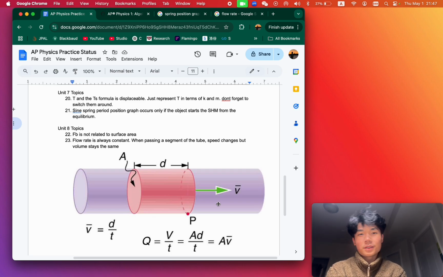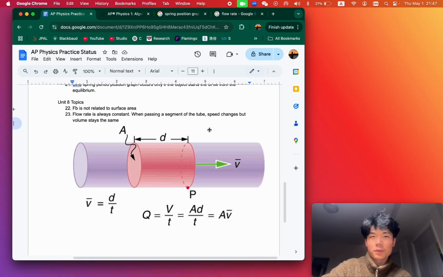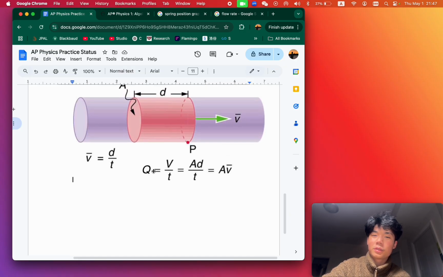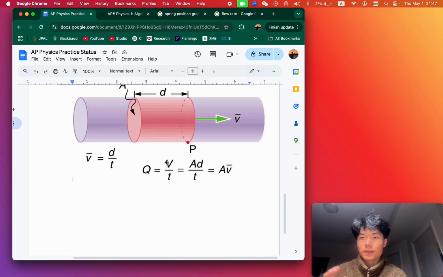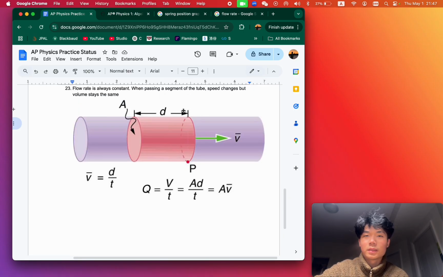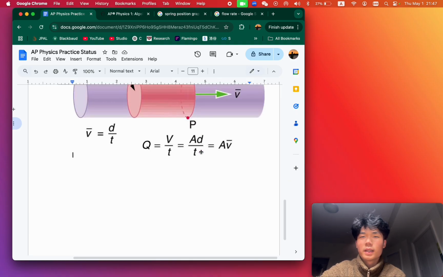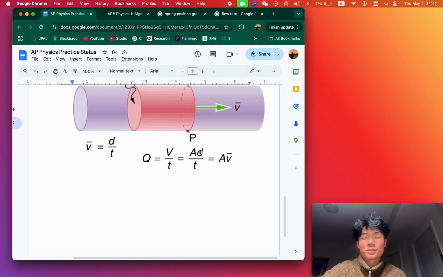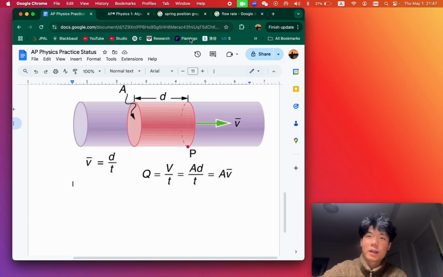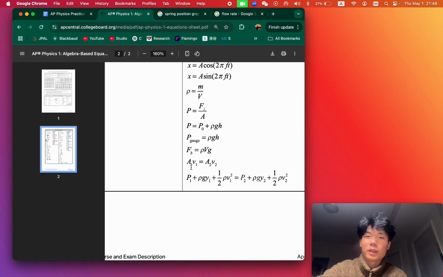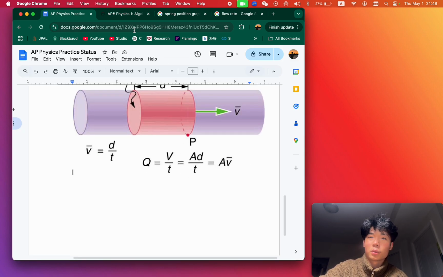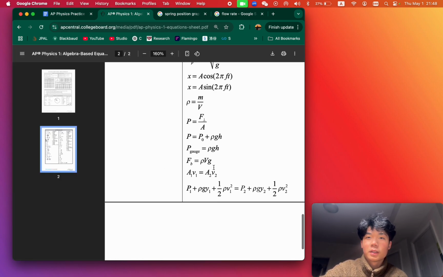23. Flow rate is always constant when passing a segment of the tube. The speed changes but volume stays the same. So look at this. Q equals V over t. This is the formula. Q equals volume over t. And volume equals A times this distance, this height over here. And what is distance over t? It's v. So that's how you get this formula right here: A1v1 equals A2v2. This is why flow rate always stays the same. So understand that formula, and you're good.